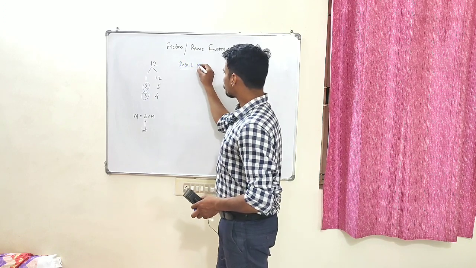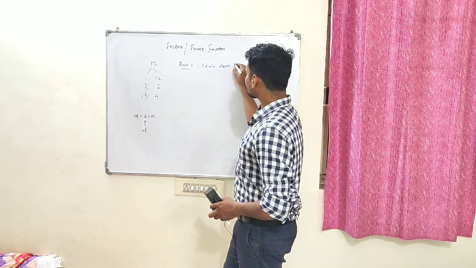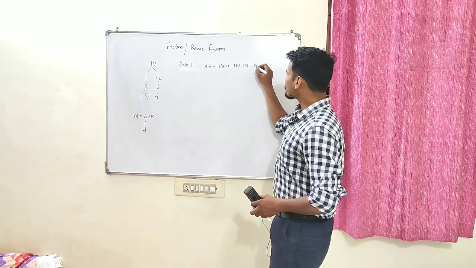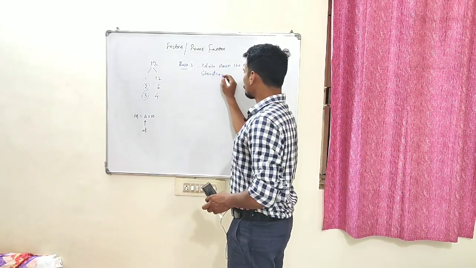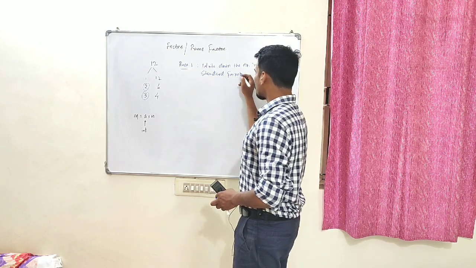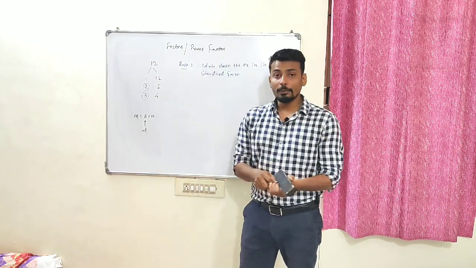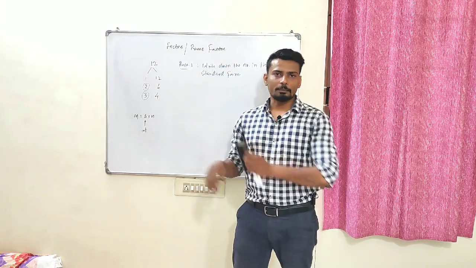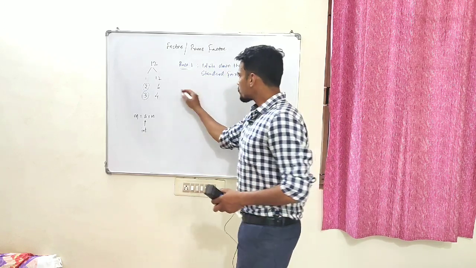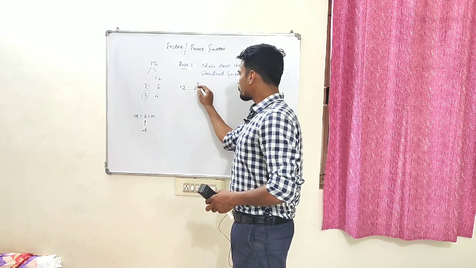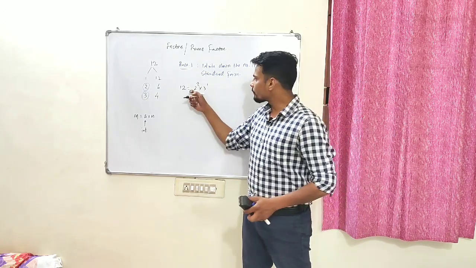Rule number 1, write down the number in its standard form. Now I can tell you what is the meaning of standard form. Basically, we write the number as a product of its prime factors with their powers. I'm going to choose the same number, 12, so we can verify it as well. 12 could be written as 2 to the power of 2 times 3 to the power of 1, isn't it? 4 times 3, and these are the prime numbers.